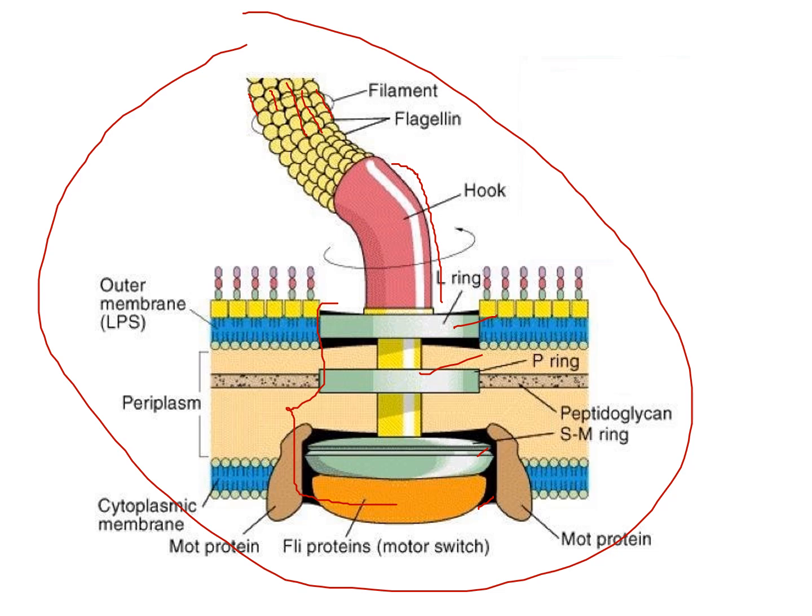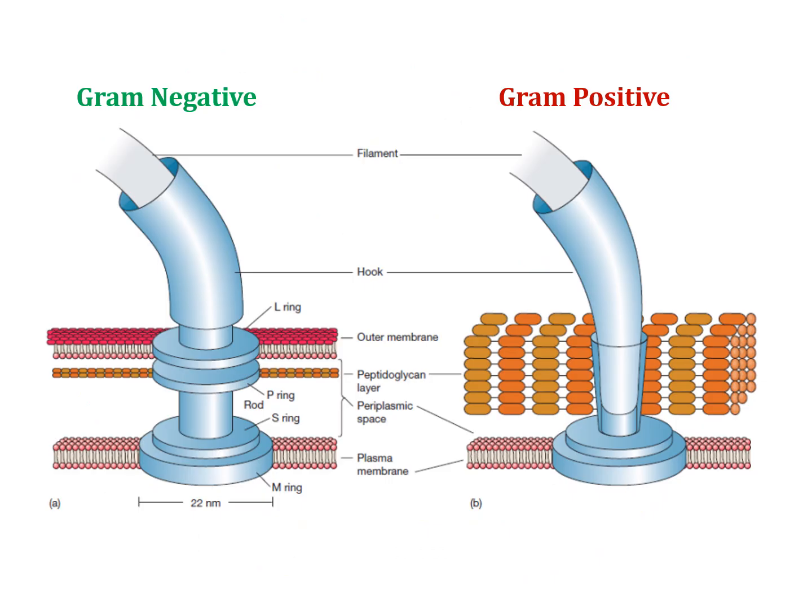So size 20 nanometer in diameter and 1 to 70 nanometer in length. Responsible for the propulsive forces for bacterial movement. So this is the difference between the gram negative and gram positive flagella. It is the 4 ring you can see here, and it is the only 2 ring.